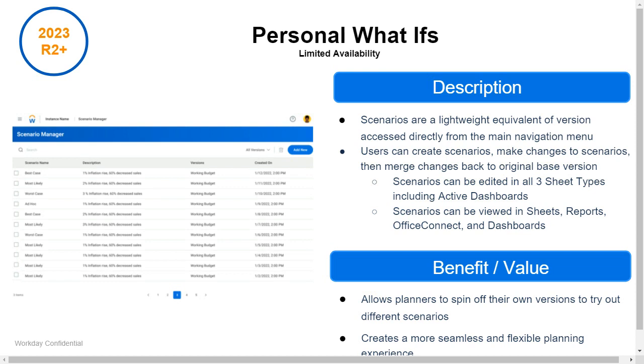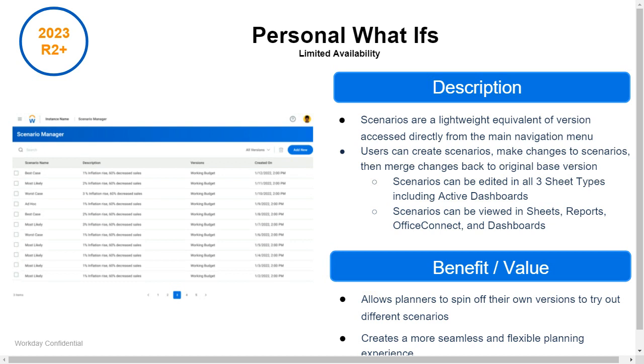So for any given person, they can create a number of what-if scenarios. You can then go report on these scenarios in the reporting area just as if they were versions. You can do version comparison reports on them as if they were versions. You can edit data in them as if they were versions.